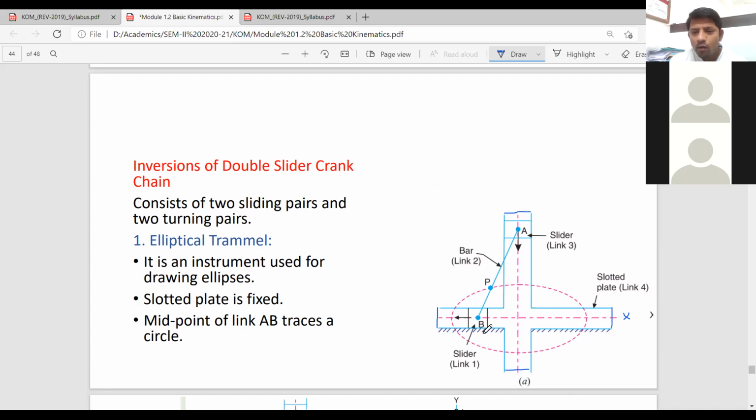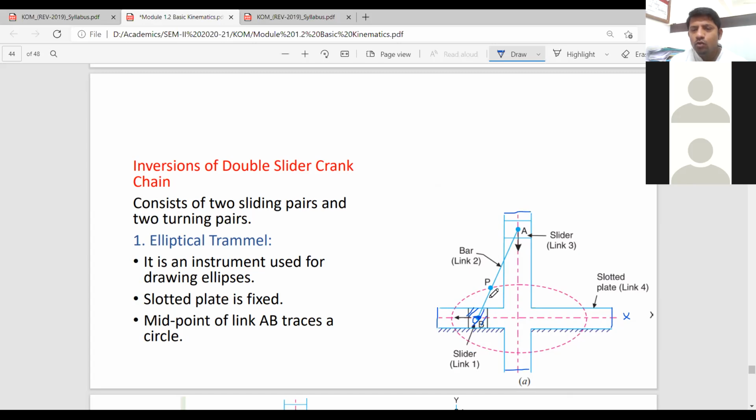Okay, now slider is fixed. अभी slotted plate को fix नहीं किया हमने, ठीक है, स्लाइडर को फिक्स किया है. If you fix the slider, one slider, okay, then you see link 2 का एक पॉइंट फिक्स हो गया, B point here.